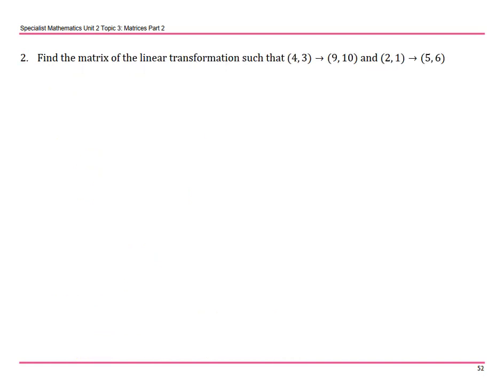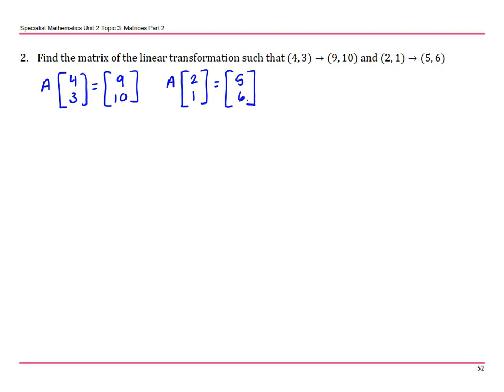Find the matrix of the linear transformation such that (4, 3) maps onto (9, 10), and (2, 1) maps onto (5, 6). So A times (4, 3) is going to equal my (9, 10). And that same matrix multiplied by (2, 1) has to give me my (5, 6). Okay, so I can put this into one. So my A multiplied by the matrix (4 2; 3 1) has to give me (9 5; 10 6).